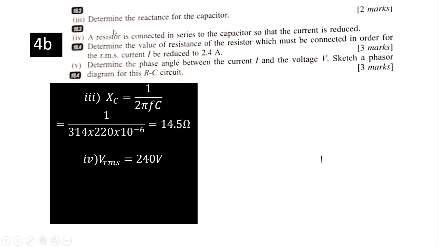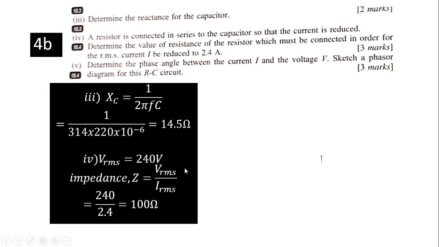A resistor is connected in series with a capacitor so that the current is reduced. Determine the value of the resistance of the resistor which must be connected in order for the root mean square current to be reduced to 2.4. Right? Root mean square voltage is given. Refer to your earlier part, the beginning. So you got the current. Then you can calculate the total resistance or the impedance of the circuit. Right? 240 divided by your root mean square current is 100 ohm.